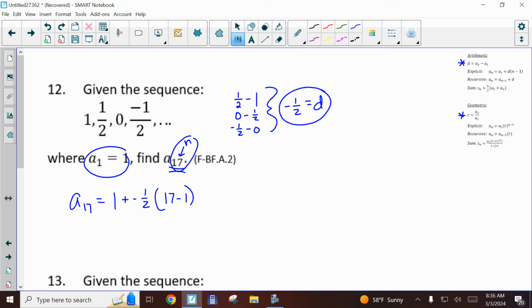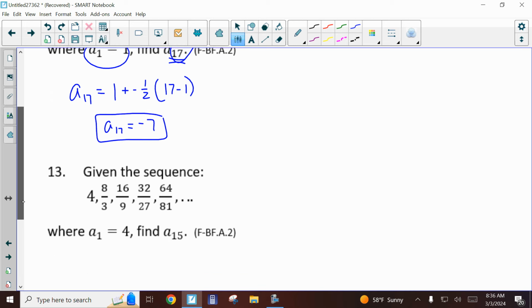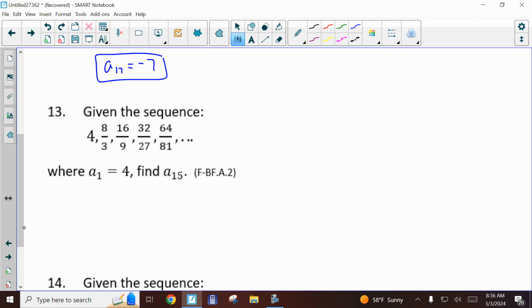If you type all this into the calculator, you end up getting A of 17 is equal to negative 7. I'm not going to do all the calculator stuff because there's nothing fancy. You type it exactly how the formula looks in the calculator, so that's why I don't have a calculator up here recording as well. Okay, the next one.